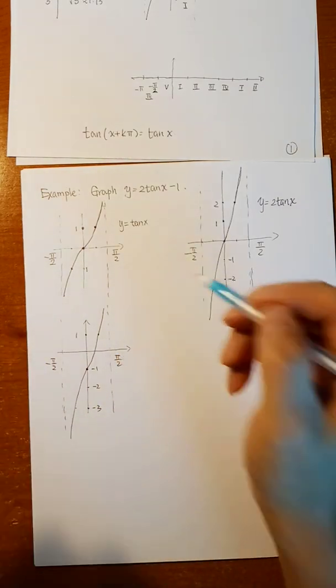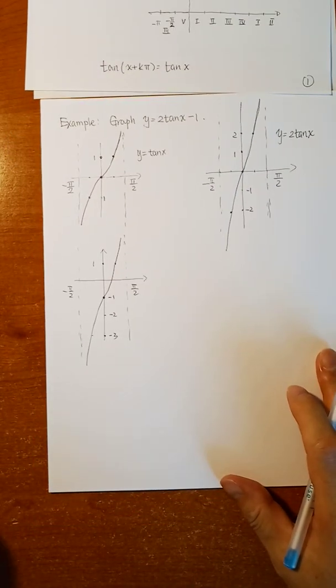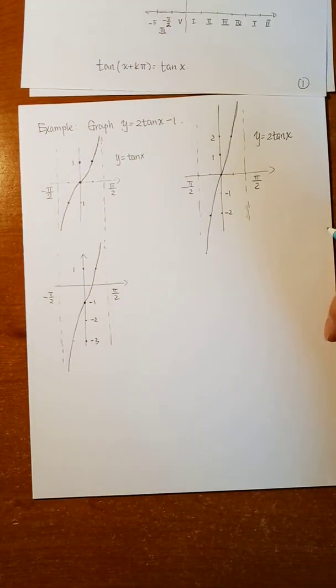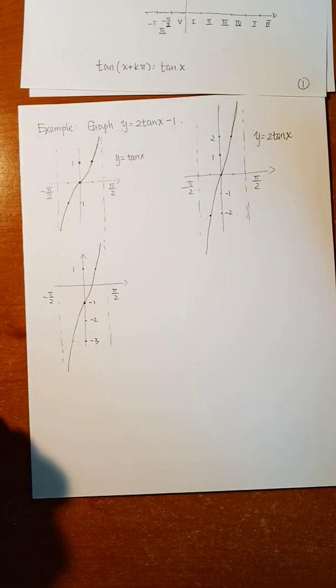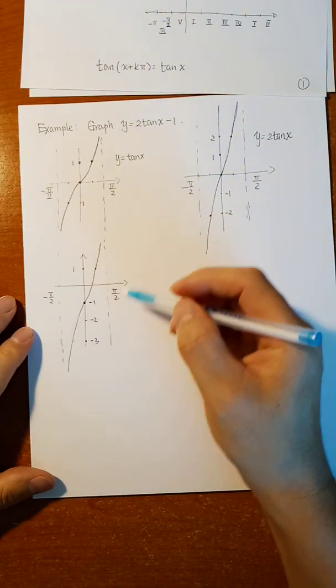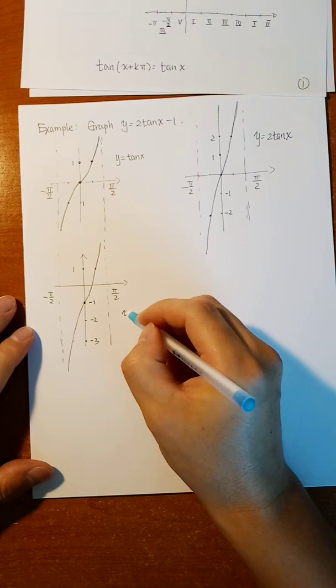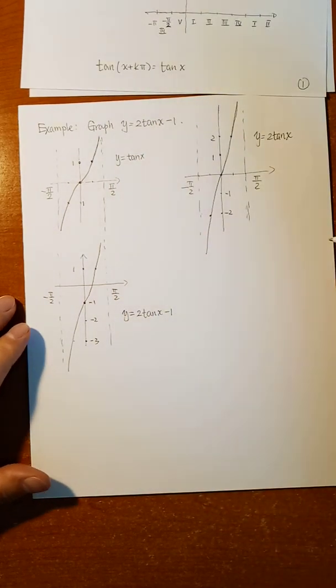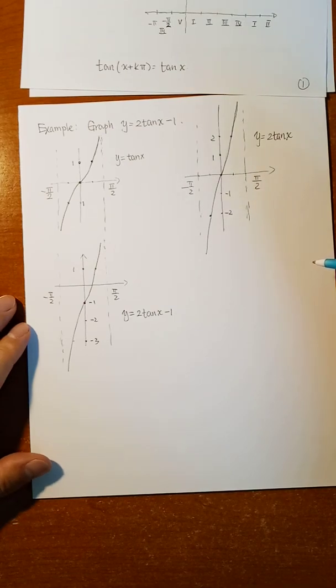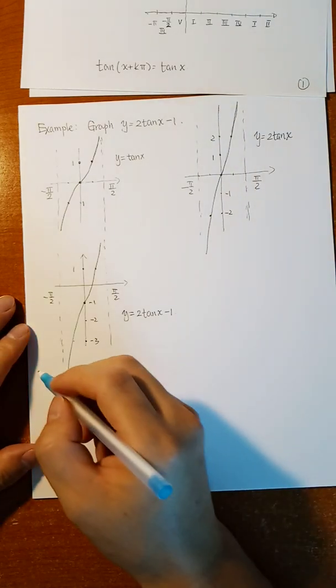Okay, so it's a similar step. Just get a different graph, and this graph is more steep when you have a coefficient 2. So this is a graph y equal to 2 tangent of x minus 1. Okay, let's try another example.